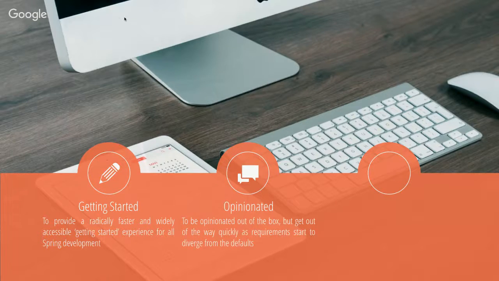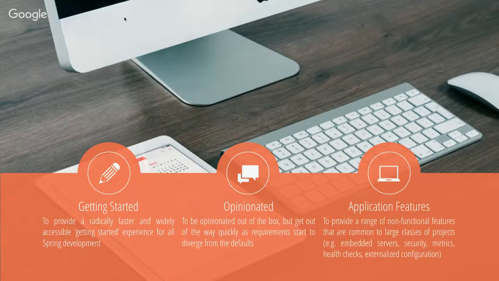The second is to be opinionated out of the box, but to get out of the way quickly as requirements start to diverge from the defaults. So basically, Spring Boot is going to have an opinion on what most applications look like. Most applications in the web world need a server, and we're going to provide you Tomcat by default. But if you need to change that, it's not going to disallow that. It's going to allow you to change that to Jetty. There are just a lot of sensible defaults that Spring Boot is providing to get you up and running. And again, you can always change these things later.